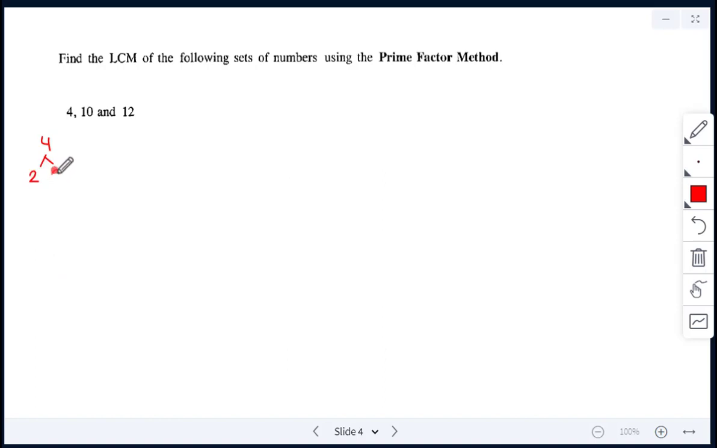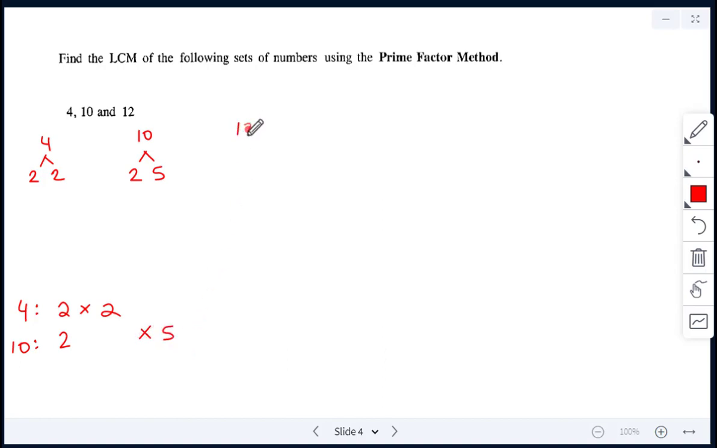So for 4, it's just 2 and 2. So I'll list that out at the bottom. So for 4, it was 2 times 2. For 10, it is 2 times 5. So let's list it out here. We list them right underneath each other, put the extras off to the side. So 2 times 5 off to the side.